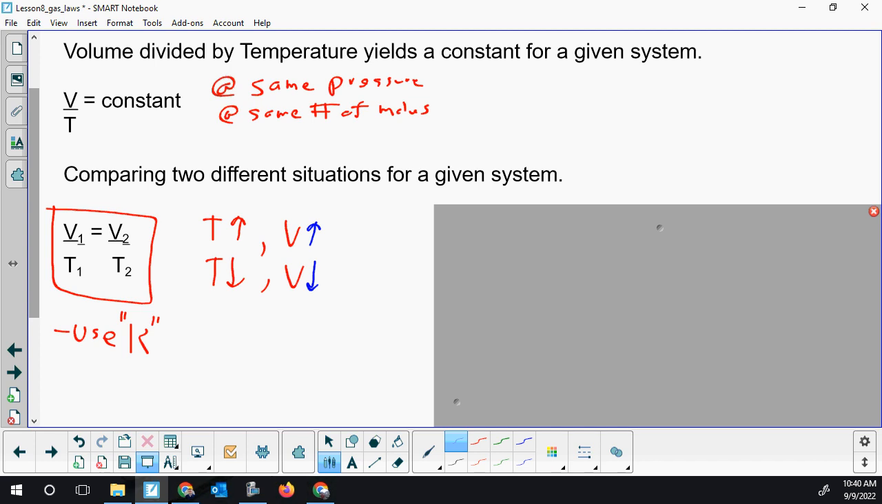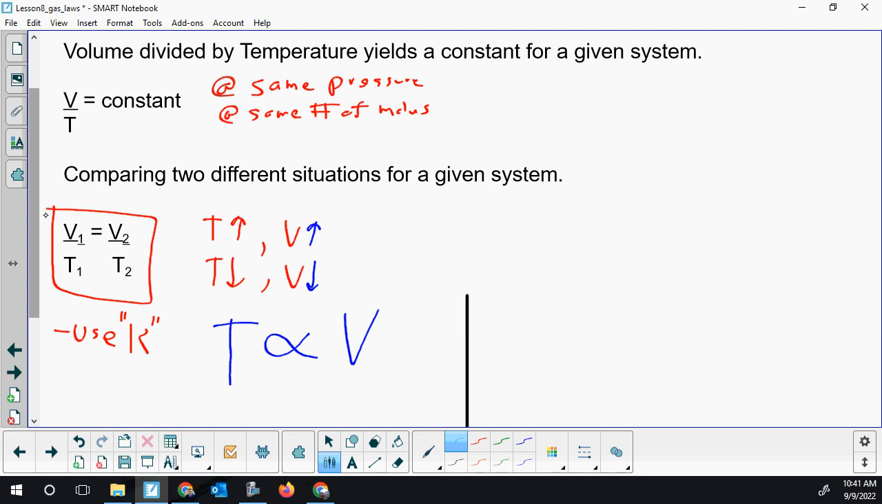So this is not inversely proportional. They go up together, they go down together. This is directly proportional. Temperature is proportional to volume. So that middle symbol is a proportional symbol. Kind of looks like a fish, maybe. If I wanted to say inverse, I'd put a 1 over. Then you need to be able to identify this graphically.